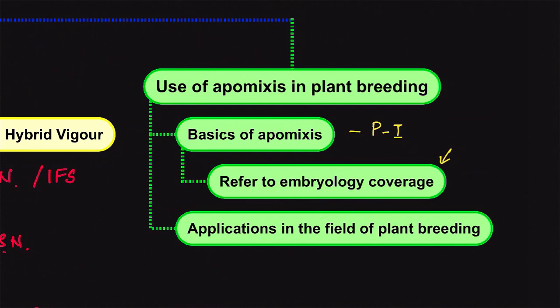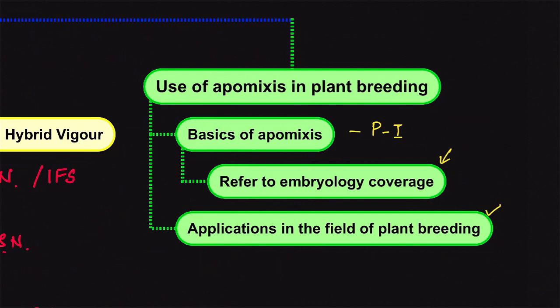Once you are done with that, you should be looking for its applications in the field of plant breeding. There are several applications, there are several advantages offered by apomixis. The point is that apomixis allows you seed production without proper fertilization. That way, theoretically speaking, it is an excellent tool, excellent phenomenon by which you can conserve the superior variety without the possibility of inbreeding depression.